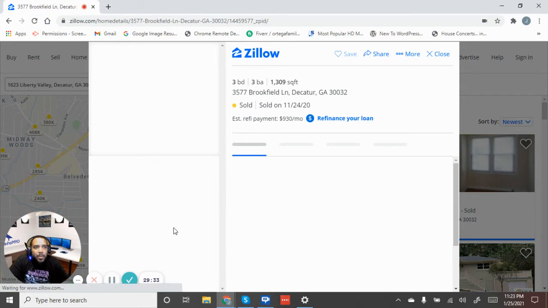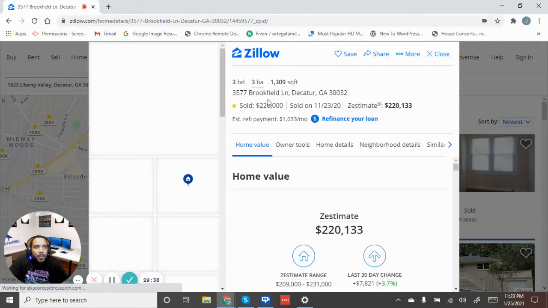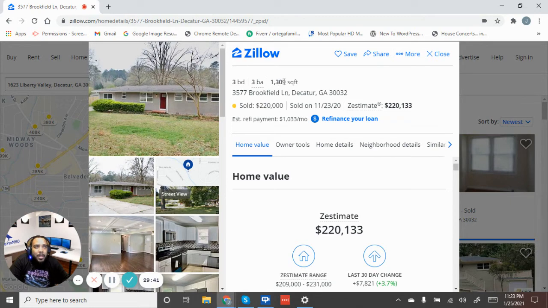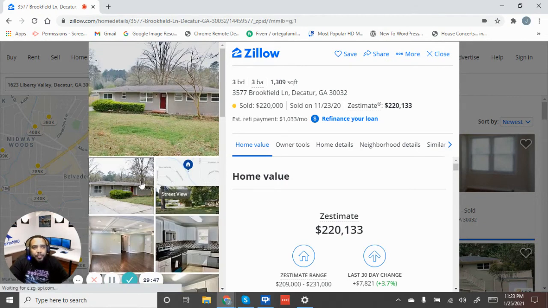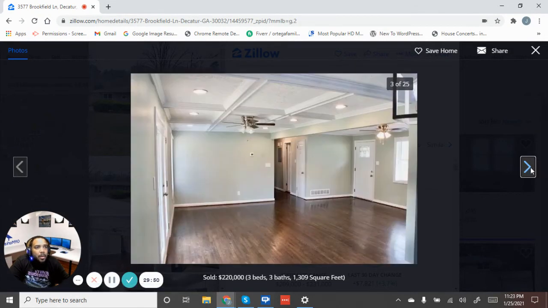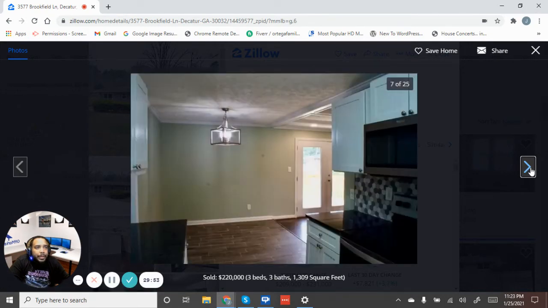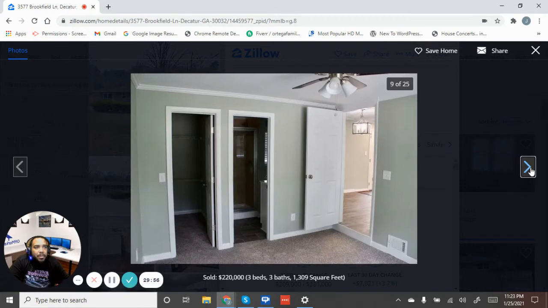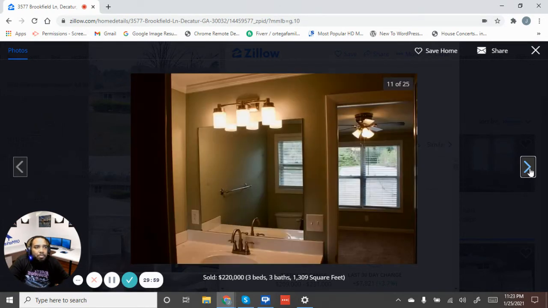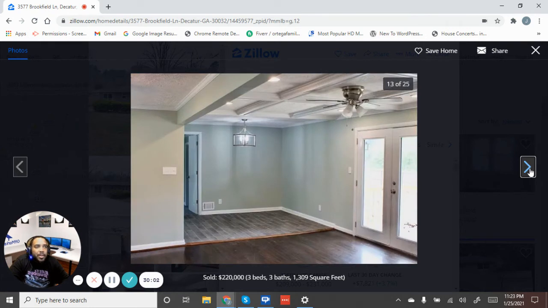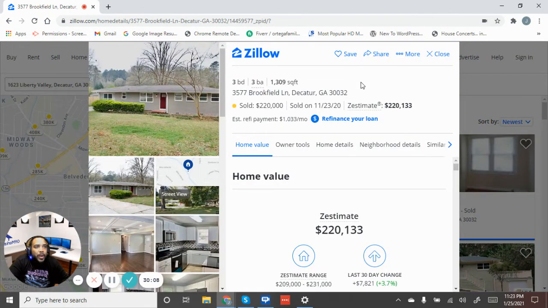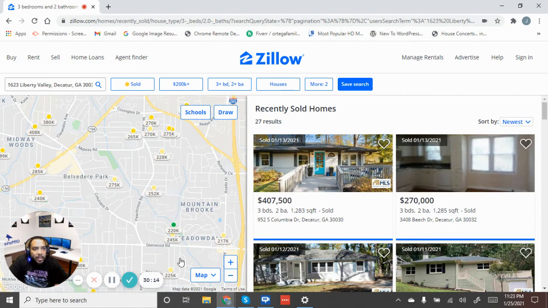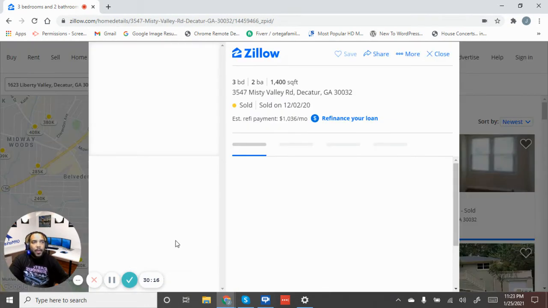All right, so let's go into this property here, and this sold for 220. It's in the same ballpark as our property, but it looks like it's brick. It is updated, but it looks like it's brick. It's not 100% updated, but it's in somewhat good condition. I mean, it's in good condition, and it's been rehabbed for sure, but it's not in the grade that our subject property is in.